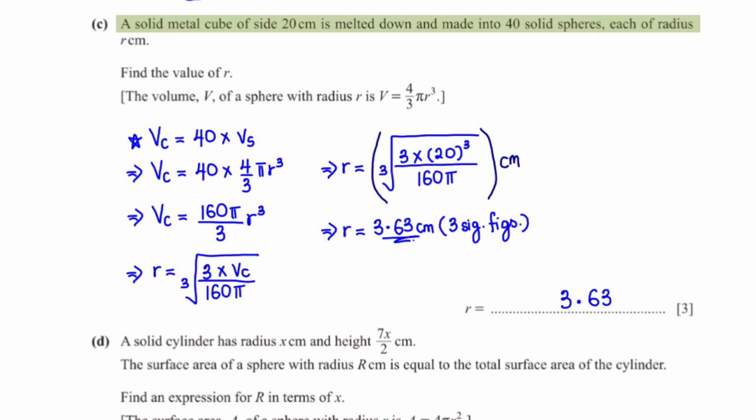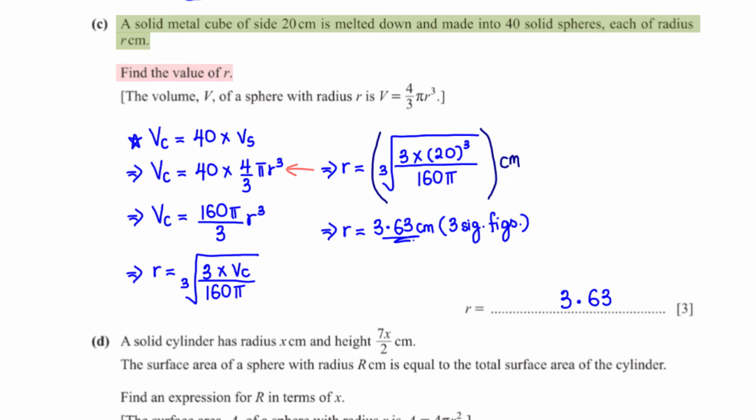A solid metal cube of side 20 centimeters is melted down and made into 40 solid spheres, each of radius r centimeters. Find the value of r. Since the cube is melted to make the 40 spheres, it means the volume of the cube is equal to 40 times the volume of the sphere. The volume of a sphere is 4/3 pi r cubed.